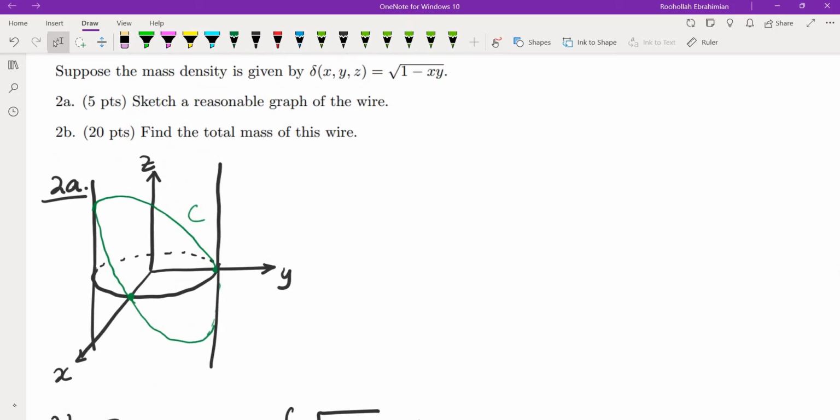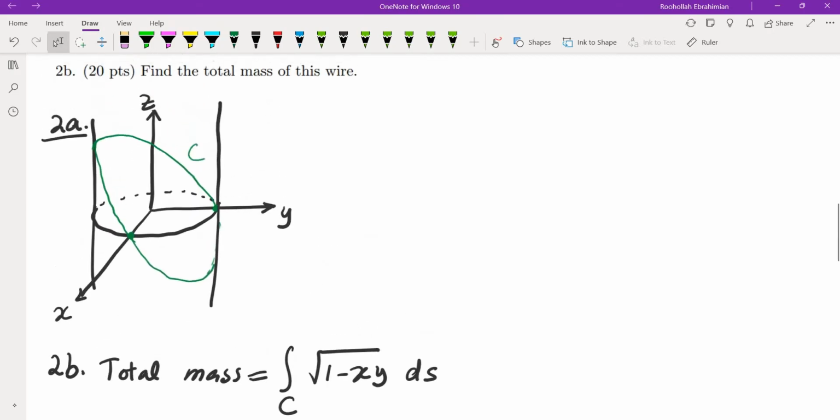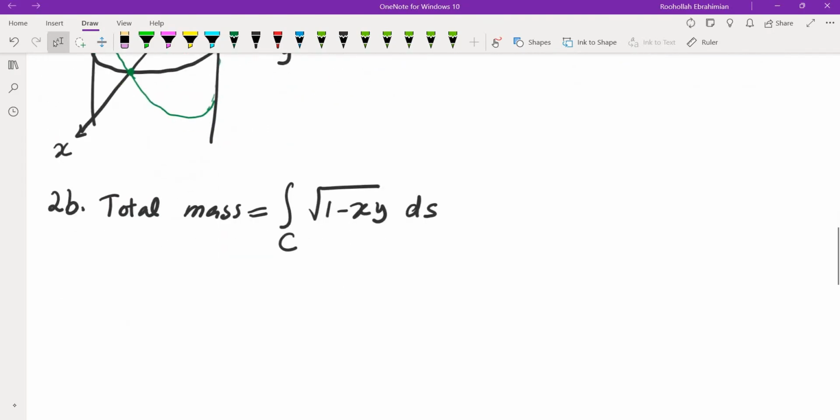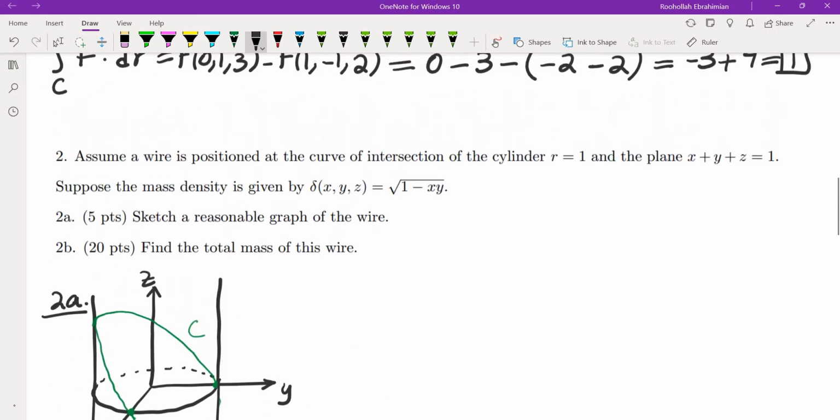So it's the line integral of density with respect to arc length. So first, we need a parameterization for this curve. So how do we parameterize the curve? Well, it is on a cylinder. So one of the parameters would be theta, and because it's a curve, you only need one parameter.